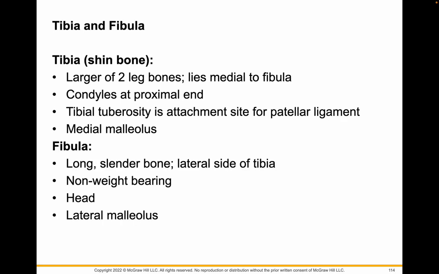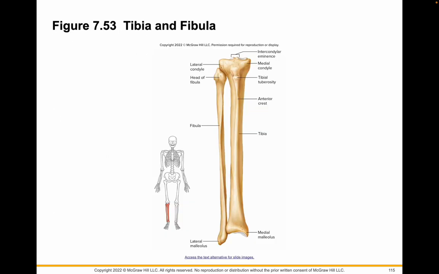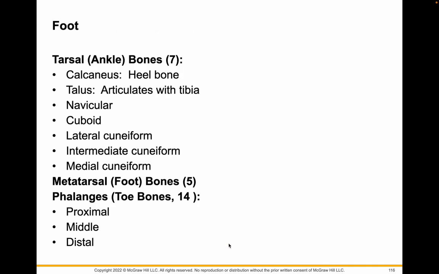And the tibia is your shin bone, and the fibula is non-weight bearing, and it's a long, slender bone towards the back and side. And so here's your tibia and your fibula. And so it would be connecting to the femur here, and then our tarsals here.